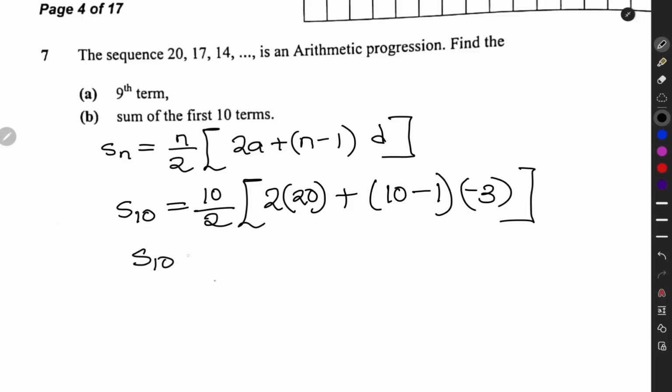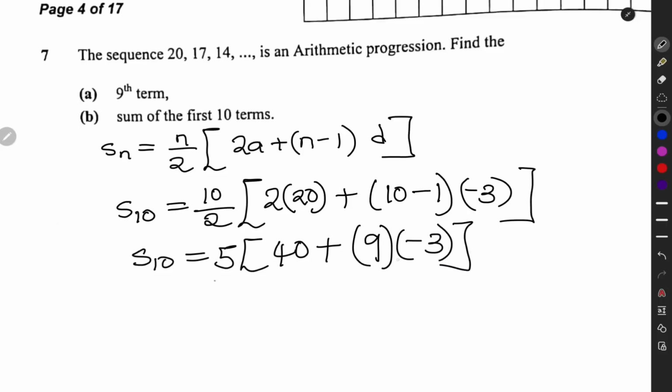So the sum of the first 10 terms: 10 over 2 gives us 5. Then in brackets 2 multiplied by 20 is 40, plus 10 minus 1, the answer is 9. So we have a 9 multiplied by negative 3. So we're going to multiply 9 by negative 3.